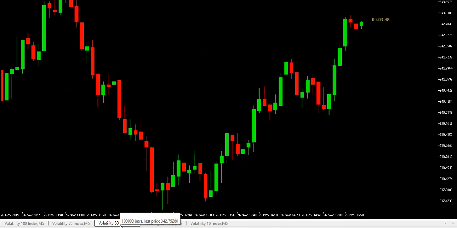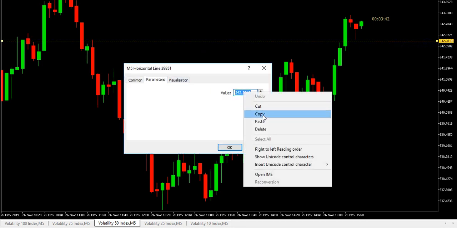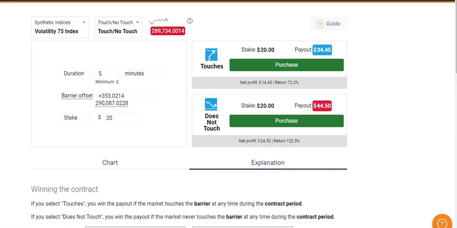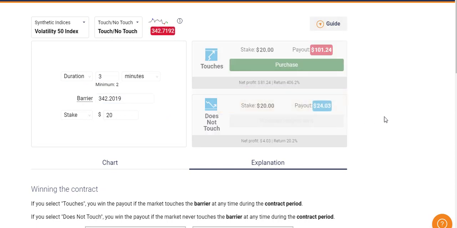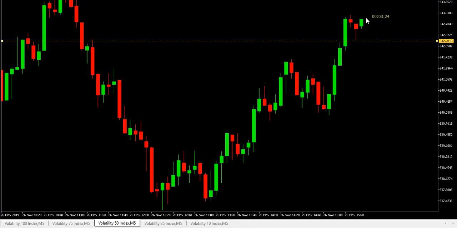Okay, let me also say maybe here potentially this candle will not come and touch, just to have more trades. This is volatility 50. Volatility 50, I'm saying in the next 3 minutes price will not be touching that. 16%, not too bad. Yes, I've entered another trade. So I'm hoping that 3 minutes, this candle will not come and touch this. Okay. So you need to know what you are doing. I know what I'm doing. So that's why I'm entering that trade.